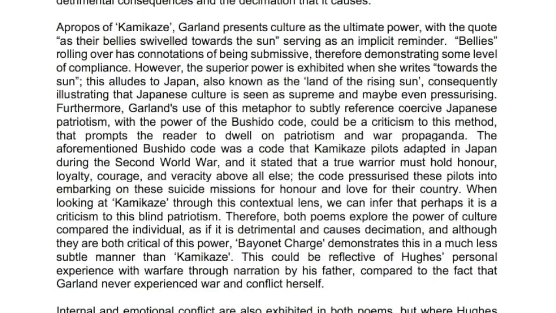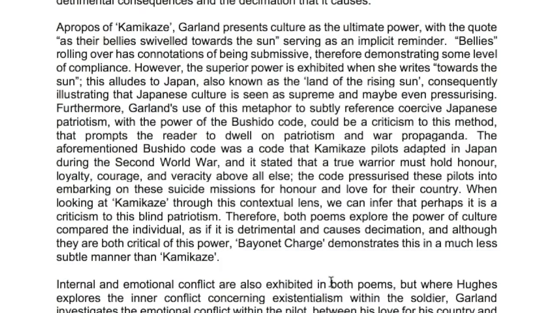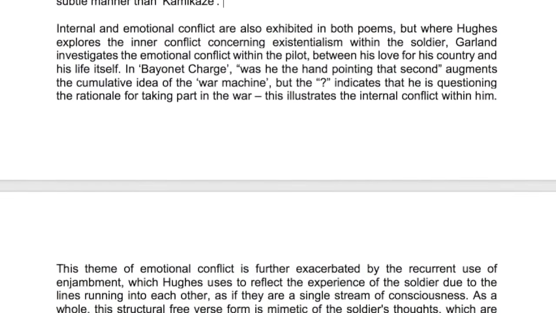So I would just take out that last sentence here, and I think the answer would be better taking that out. What I like about this paragraph really is the comparative element. We have to remember we are comparing two texts, and there's this really nice, sophisticated idea that both poems explore the power of culture compared to the individual and the detrimental effects of them, and they're both critical of that. So a nice element of comparison there. We're going to finish with this paragraph.